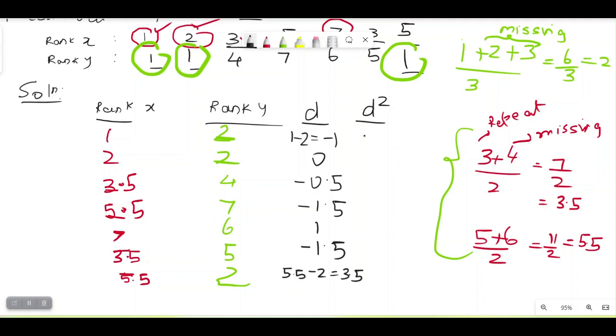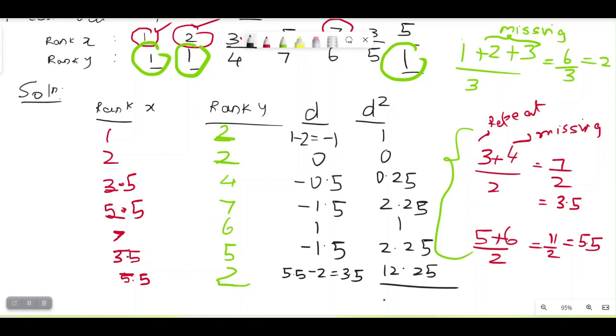Now you have to find D square. You square all these entries. Minus 1 square is 1, 0 square is 0, minus 0.5 square is 0.25, minus 1.5 square is 2.25, 1 square is 1, minus 1.5 square is 2.25, and 3.5 square is 12.25. This D square you can easily find.